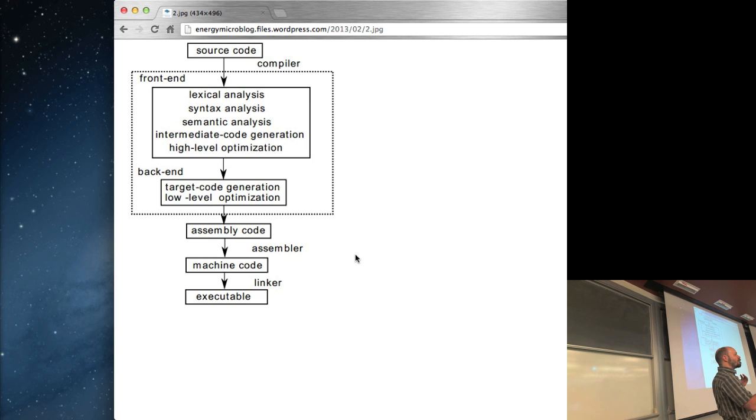And then from there, there's a backend. So the backend would be, in our case, the ARM non-EABI part, where it takes its intermediate language, generates target-specific code, and does some low-level optimizations on this. And then outputs assembly code. That's the stuff down here. So GCC generates your assembly code and then uses the assembler to generate from the assembly code machine code, and then it goes into the linker and does the rest of the whole thing.